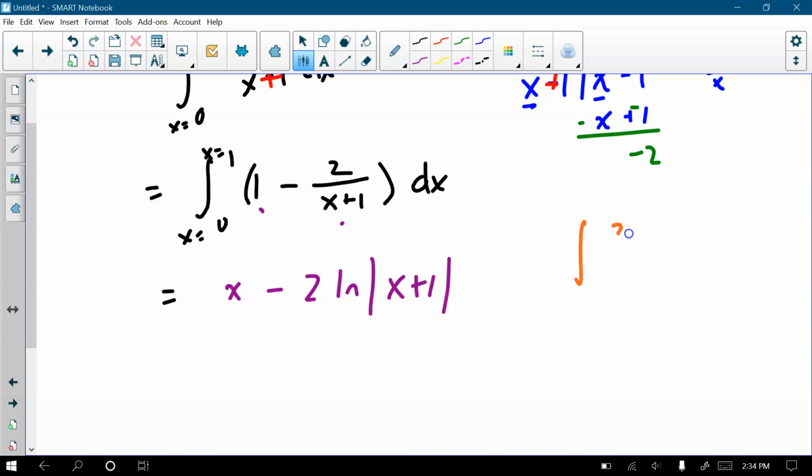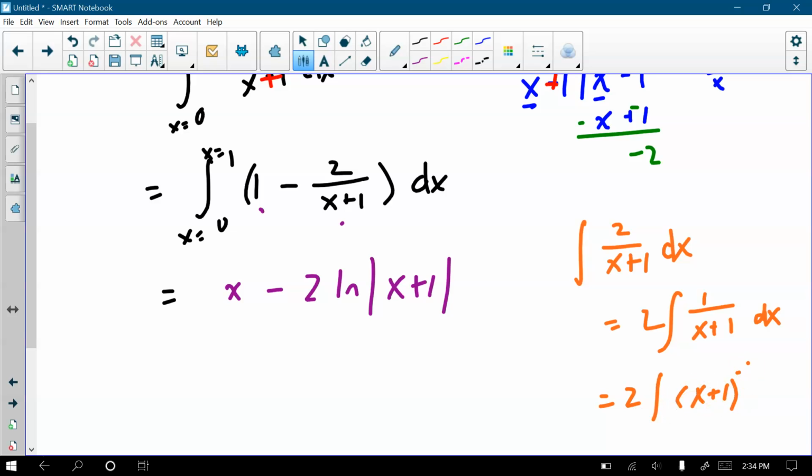The antiderivative of 2 over x plus 1 is equal to 2 times the integral of 1 over x plus 1, which is equal to, and again, a lot of students may not need this, but if you did need this, please use it. There may be some students that didn't need this. I'm just trying to show all the steps that I possibly can.